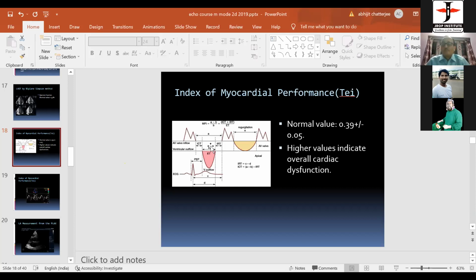Tricuspid flow E prime of the RV free wall TDI, less than 6 versus more than 6. Based on whether it is less than or more than 6, we say whether RA pressure is elevated or normal.